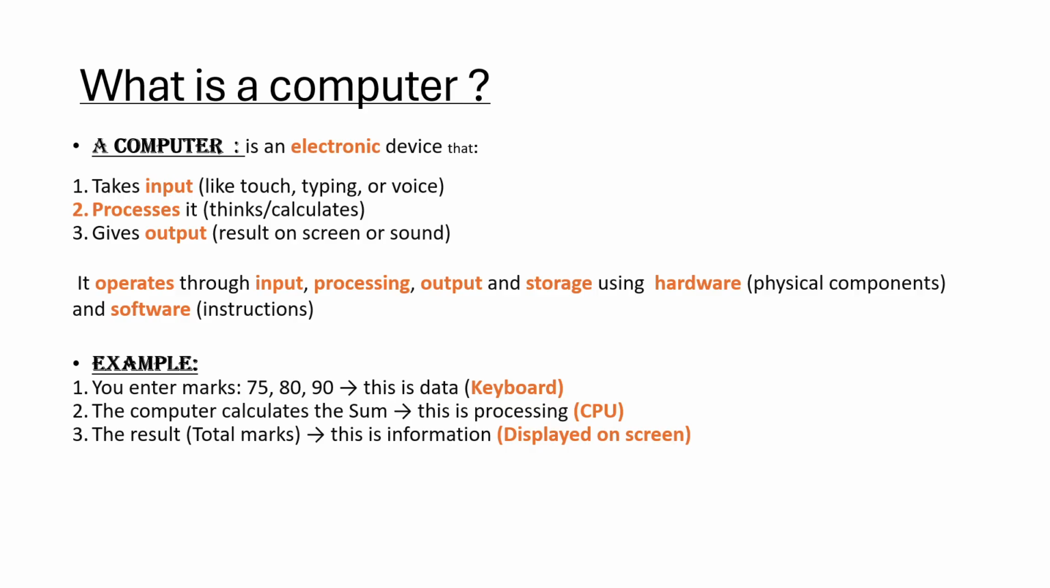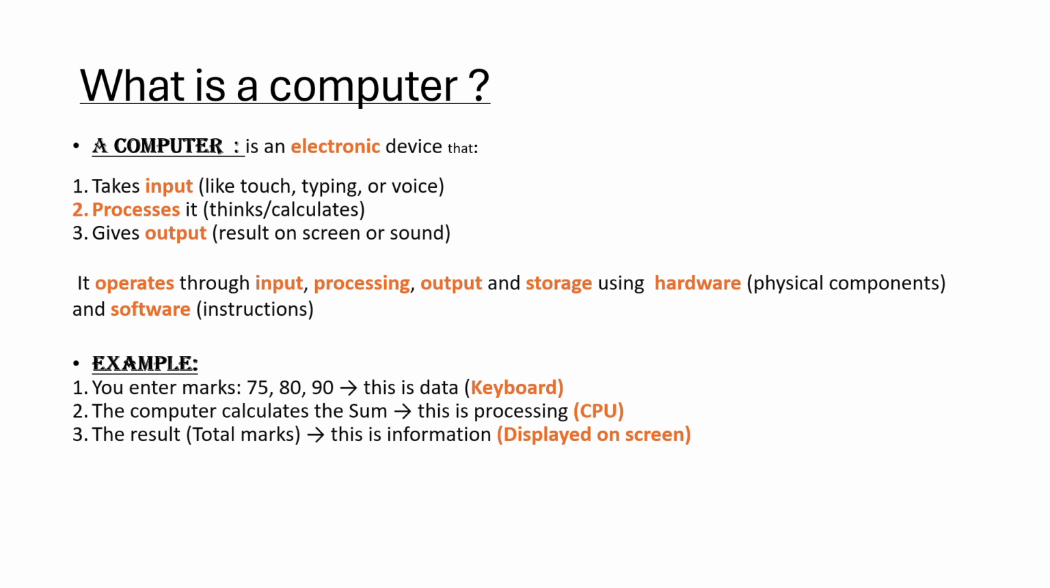So we'll start with what is a computer. A computer is an electronic device that takes input, processes the input and gives an output. So what do we mean by electronic device? Any device that works on electricity and has electrical components or electrical circuits is called an electronic device.